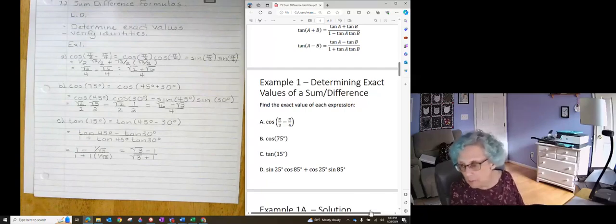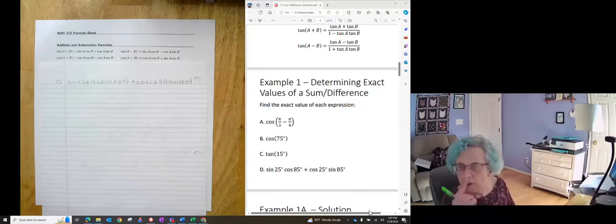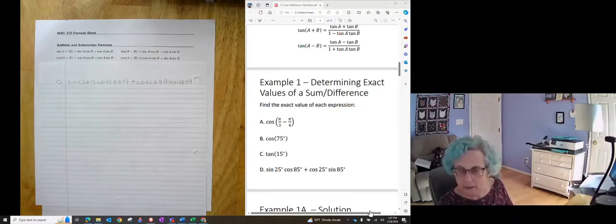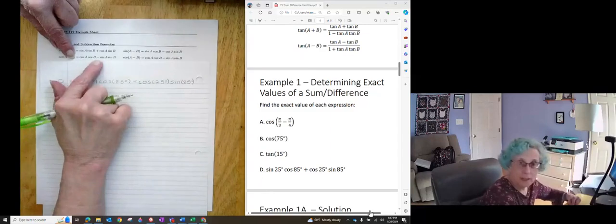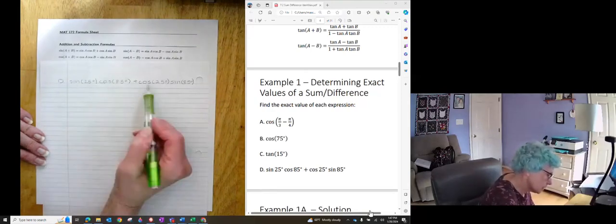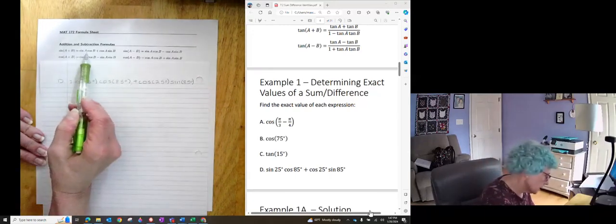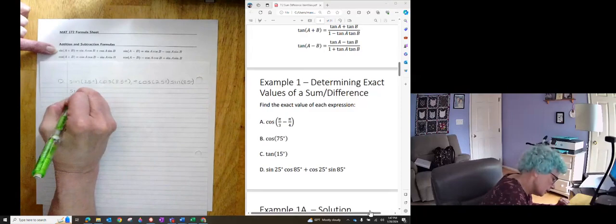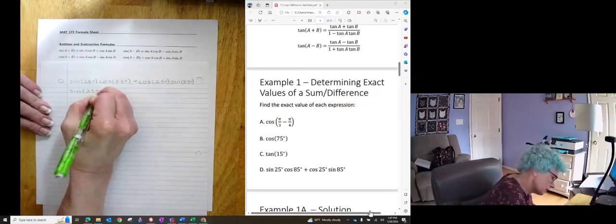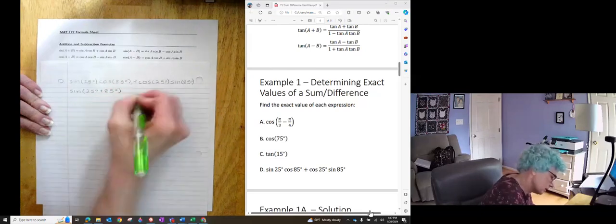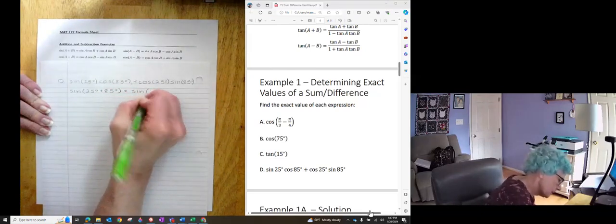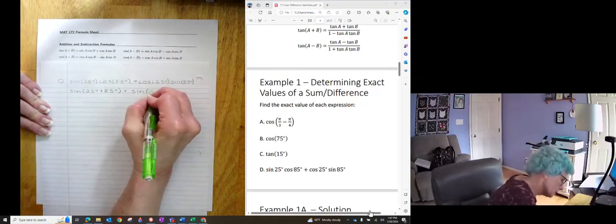I'm going to pause and turn my page over. Now part D is a little different. Instead of giving us one term, it gives us what looks like the right-hand side of our formula. So I have to find one that has sine times cosine, cosine times sine, with a plus in the middle. So sine, cosine, plus cosine, sine. So this one is sine of 25 degrees plus 85 degrees, which is sine of 110 degrees.